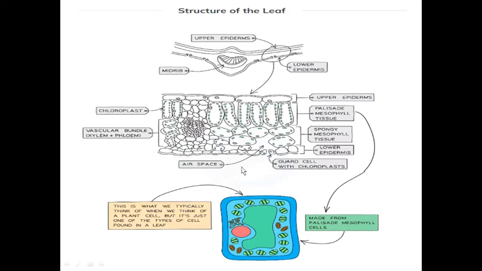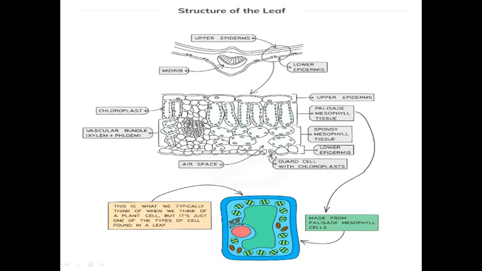They also have air spaces for the transportation of gases. After that, the lower epidermis is there. In the lower epidermis, you will see that the guard cells are there. Between the two guard cells, there is an opening. This opening is called the stomata, where the exchange of gases and transpiration take place.